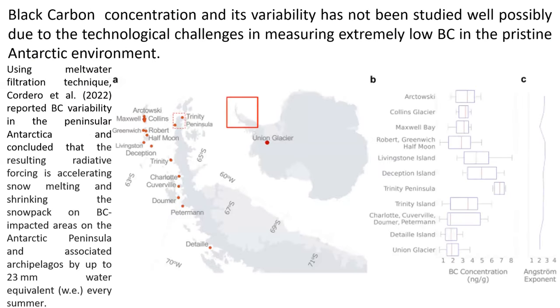So as Rohit was also saying, the instrumental capability is still limited for monitoring the black carbon in the pristine Antarctic environment. So there have not been many significant works on black carbon in Antarctica. However, there are few. One by Cordero, in the recent year, they show that the black carbon in the Antarctic Peninsula is increasing, and that is about say 4 to 5 nanogram per gram of ice, basically snow.